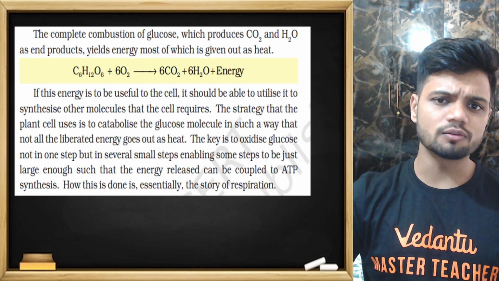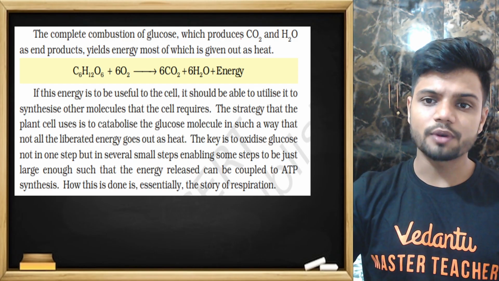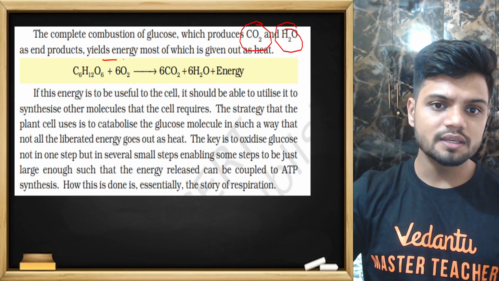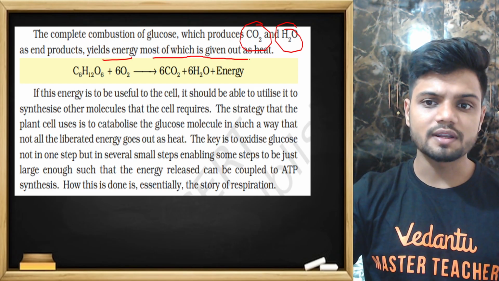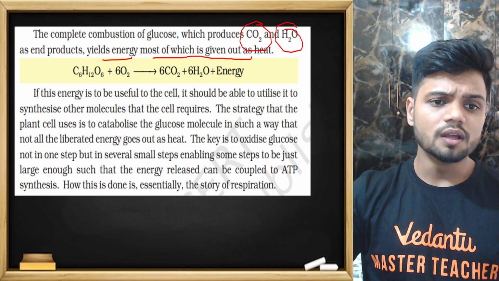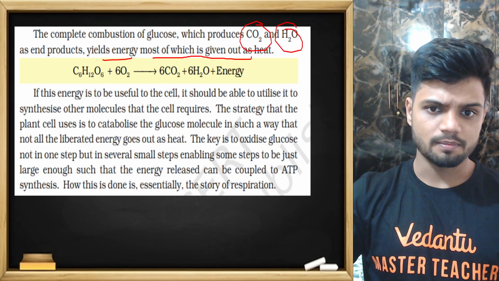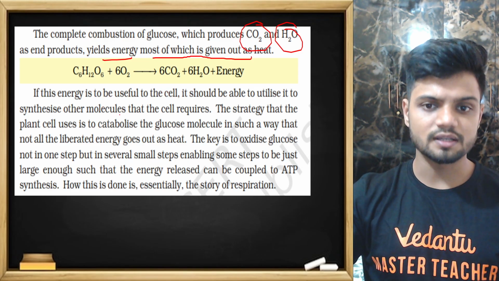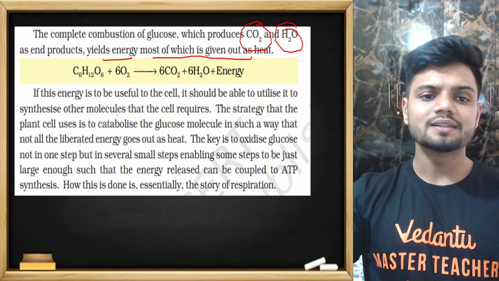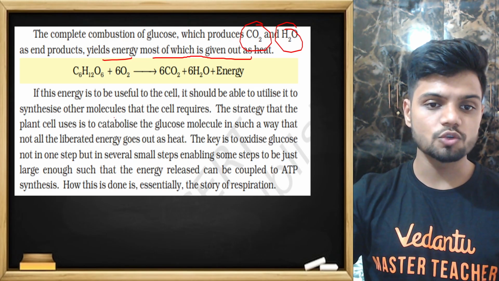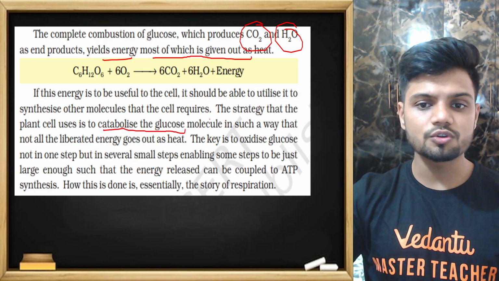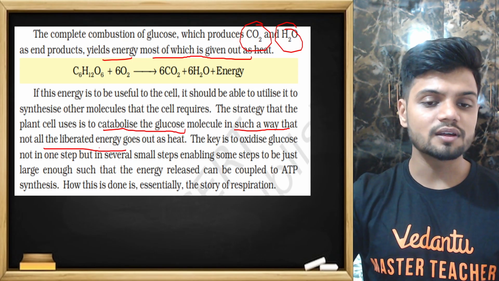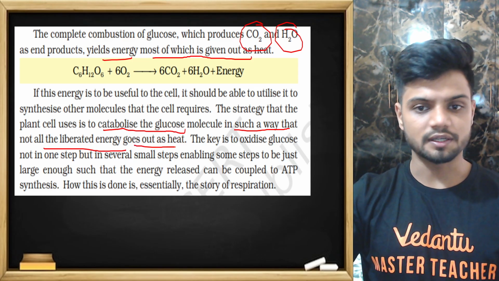The complete combustion of glucose, which produces CO2 and water as end products, yields energy, most of which is given as heat. This energy is useful to the cell. It should be available to synthesize other molecules that the cell requires. The strategy that the plant cells use is to catabolize the glucose molecule in such a way that energy is not liberated all as heat.